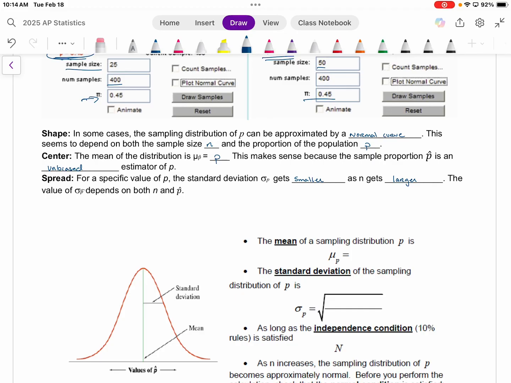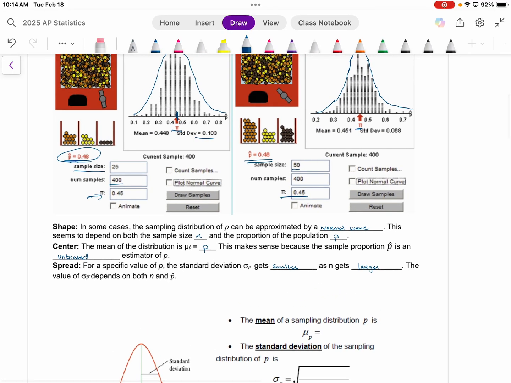When we look at the spread, for a specific value of p, the standard deviation of p hat gets smaller as n gets larger. We see that in the case of these Reese's Pieces. As n went from 25 to 50, we went from a standard deviation of 0.103 to 0.068. So as we increased the sample size, the standard deviation got smaller, and therefore our curve got better. It got to be more of a normal curve.